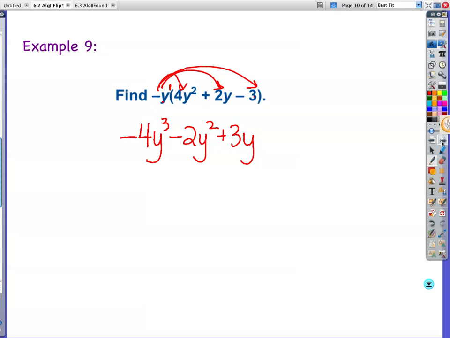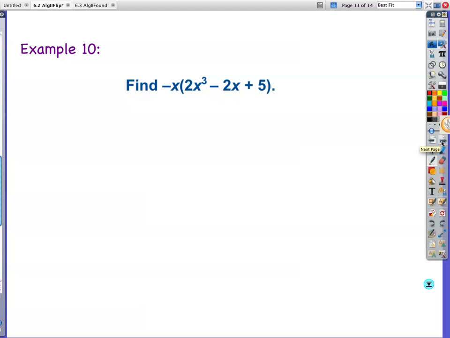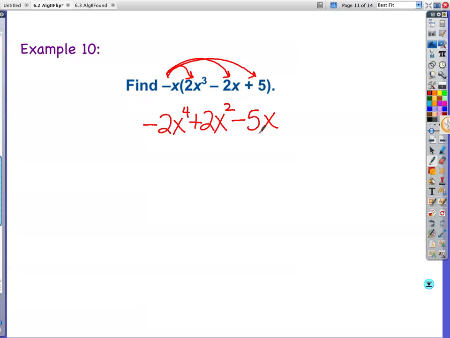Okay, it's basically fancy distributive property. Here we go again, same kind of thing. Negative x times 2x cubed is negative 2x to the 4th power. Negative x times negative 2x squared is plus 2x squared. Negative x times 5 is negative 5x.